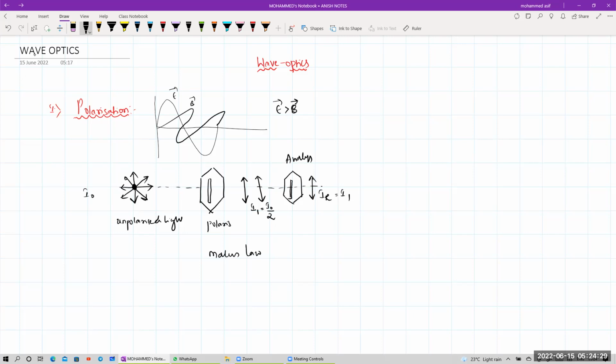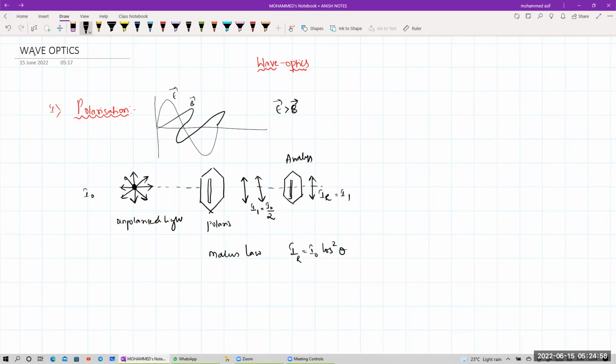I hope you remember the Malus law, beta. I is equals to your I0 into cos square theta. I0 is the initial intensity, IR is the resultant intensity which is emerging out, and theta is the angle between the analyzer as well as your polarizer. Got it? Yes, sir.